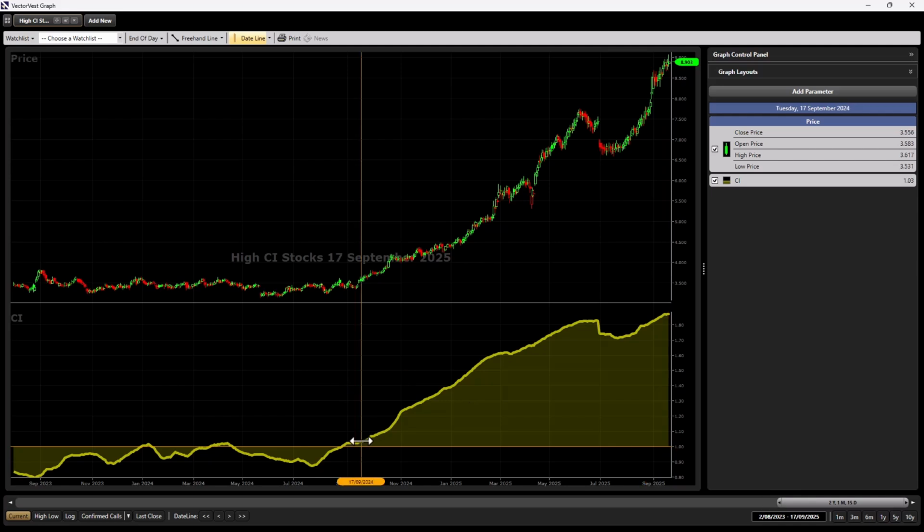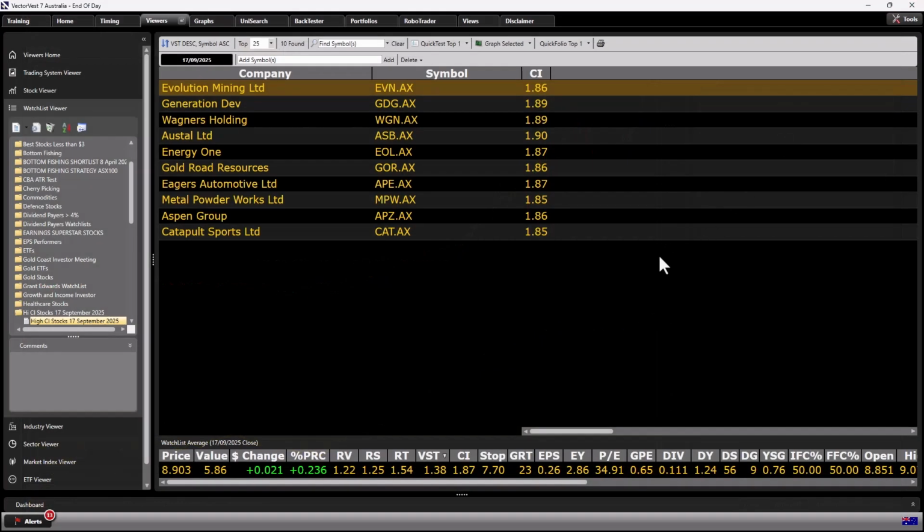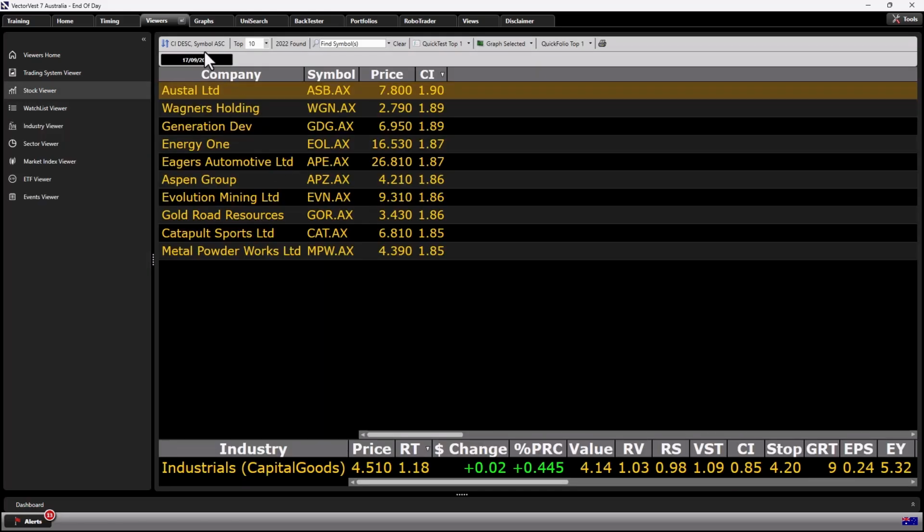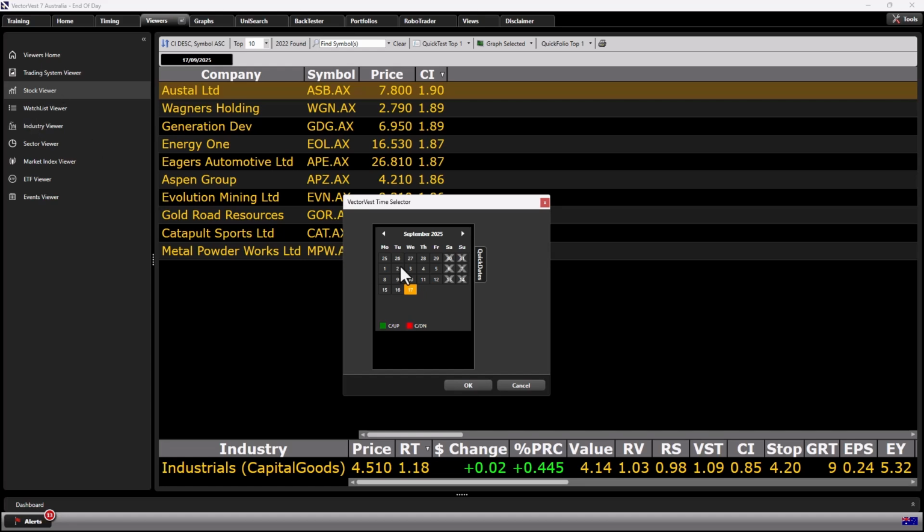So when we're in a trending market, if you go and grab the top 10 comfort index stocks and put them into a watch list, you most likely will see something quite similar. And so these are the ones that are powering on at the moment. And so what we could do is go back to, let's say, the start of the year. Let's do this exercise. I'll go back to the start of the year, go to Stock Viewer, where we find all of our stocks, and I'll say to VectorVest, go back to the start of the year.